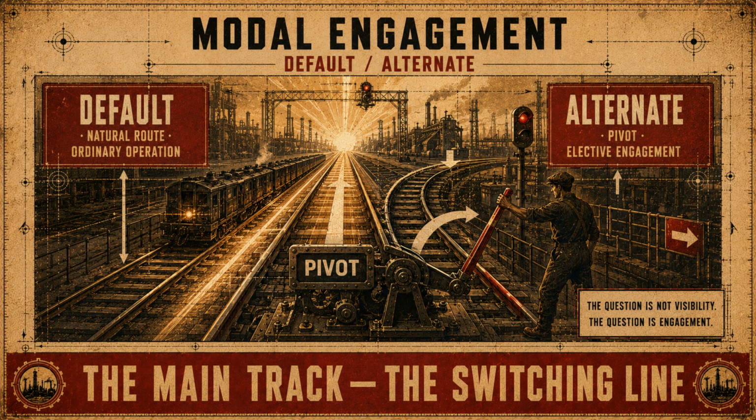Alternate functions are different. They can still be available. They can still be important. They can even be explicit in awareness, but they require a pivot. The psyche has to turn aside from its usual path and engage them electively. So phenomenal state asked, what becomes visible? Modal engagement asks, what does the psyche naturally do with it? Default is the main track, alternate is the switching line. And when we cross this with explicit and implicit, the four vergences appear.